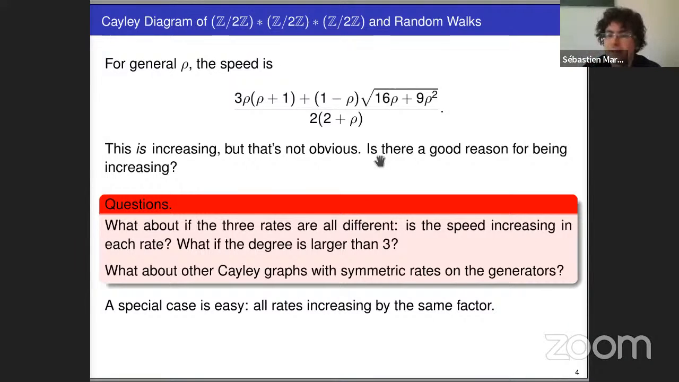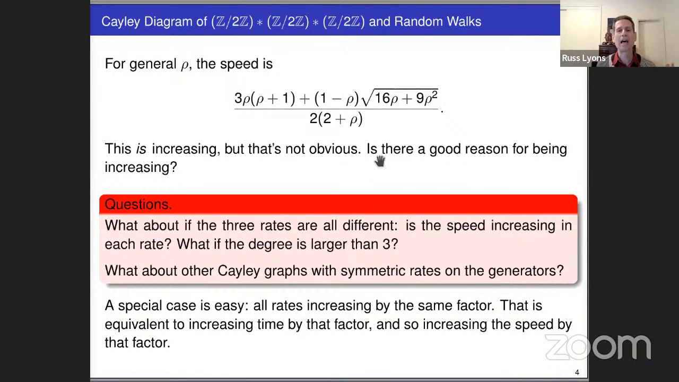Just reparameterize time? We'll just, yeah. It's the same thing as if you increase the rates, decreasing time, the same thing happens faster. So the speed will be multiplied by that factor. So that's the simple case, right?